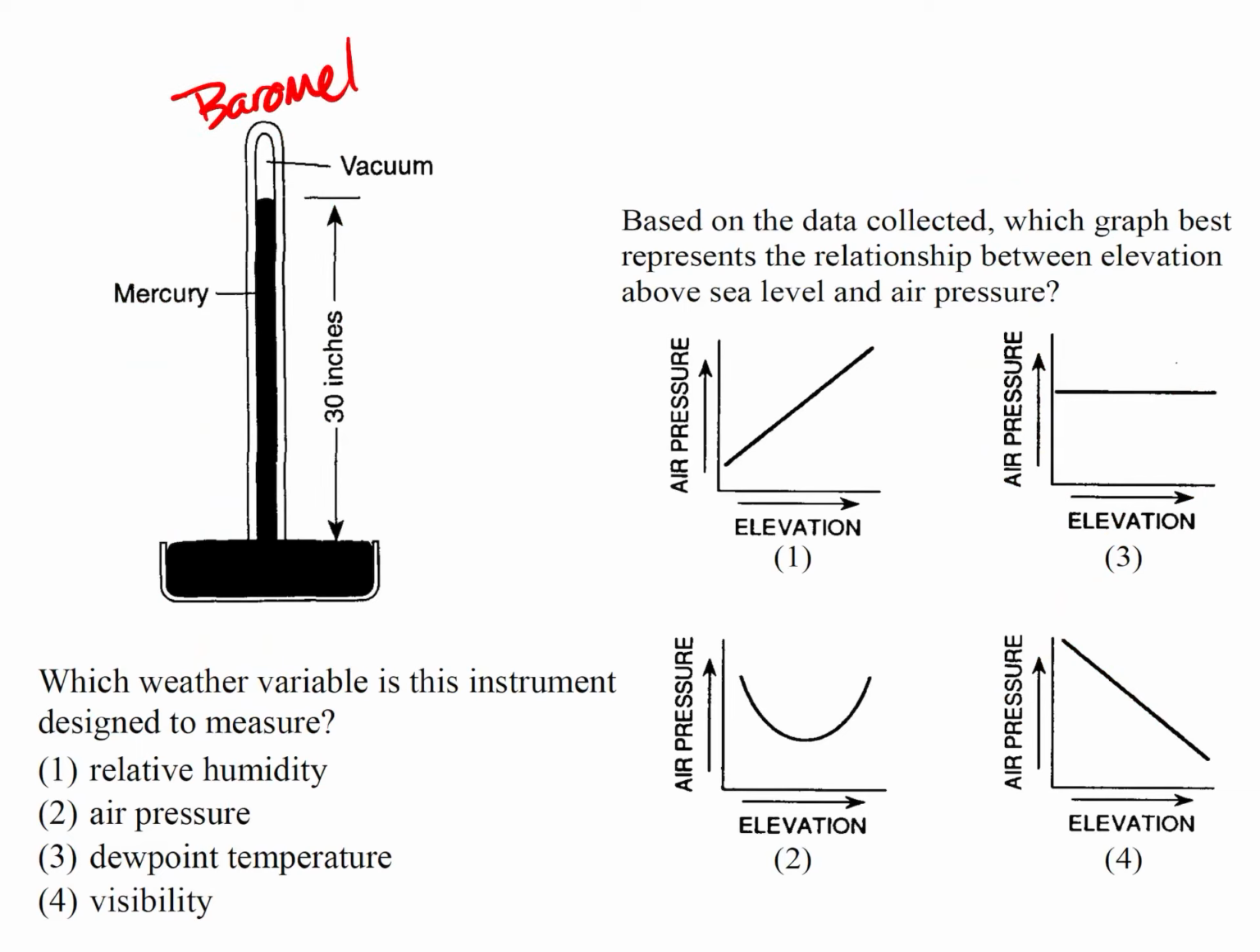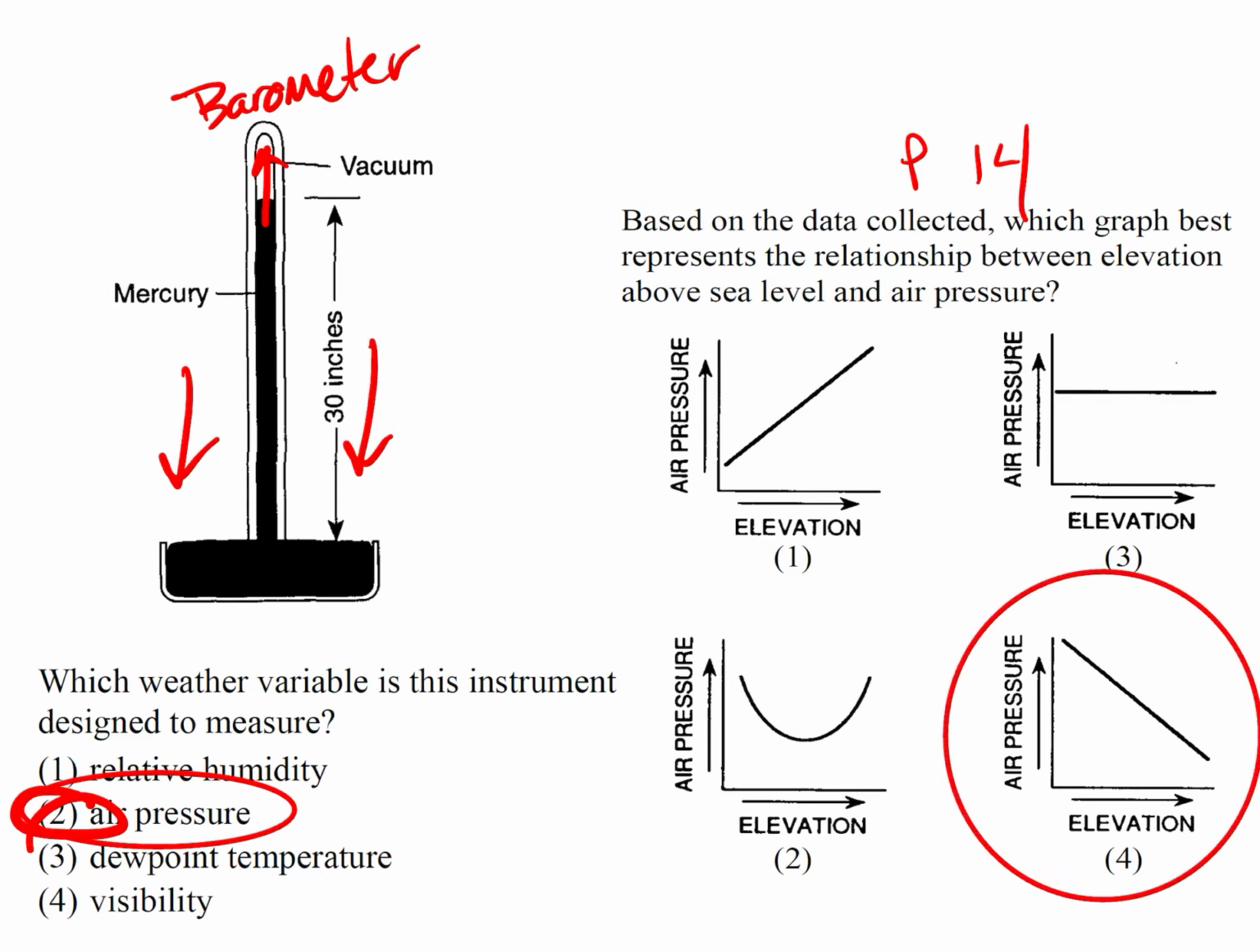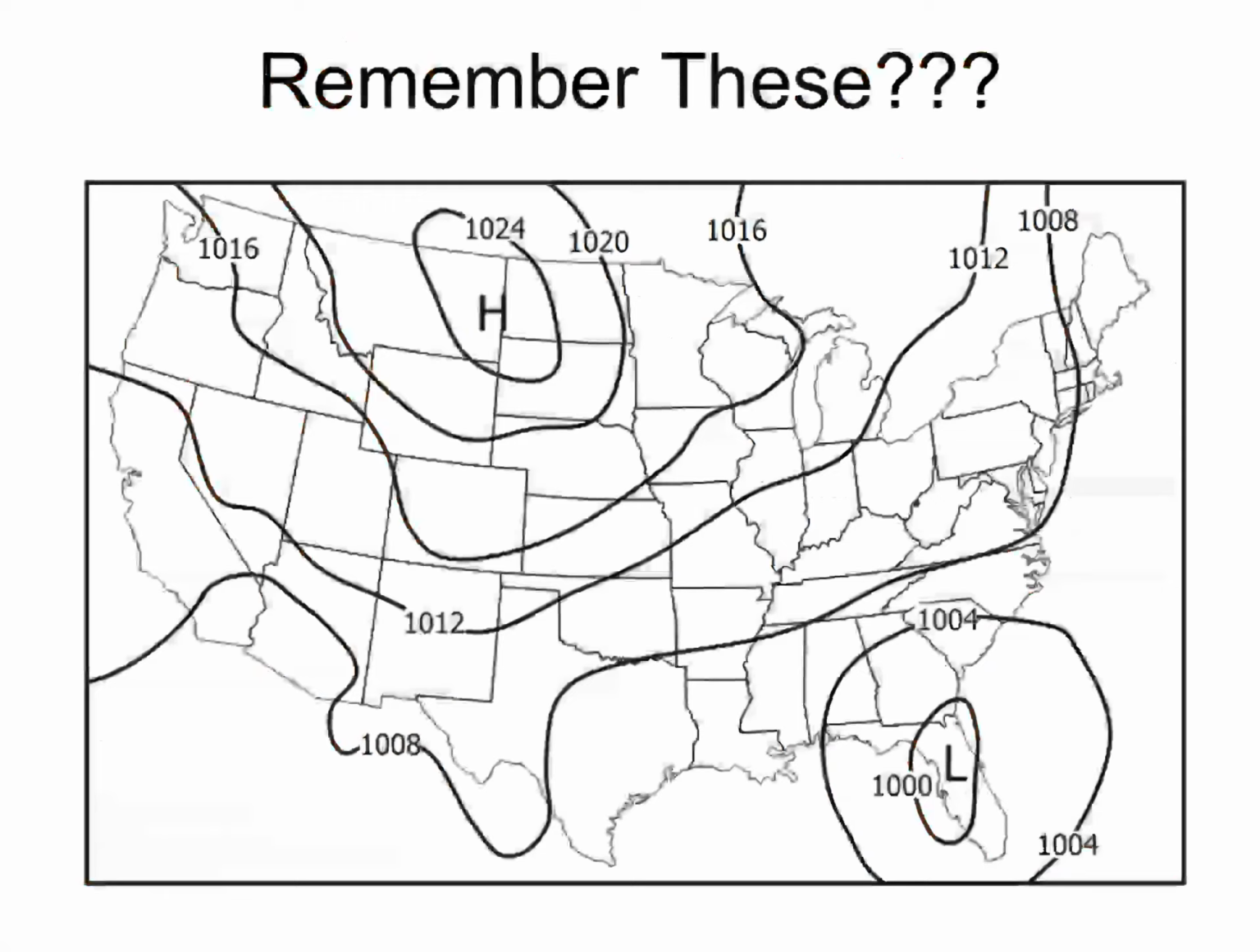So this here is your tool for measuring a certain something. You should remember this as a barometer. Air pressure is going to push down, the mercury goes up. This is your air pressure. Over here, what's the relationship between elevation and air pressure? Again, this is page 14 in your reference table. The higher up you go, the less air pressure you have. There's less air on top of you.